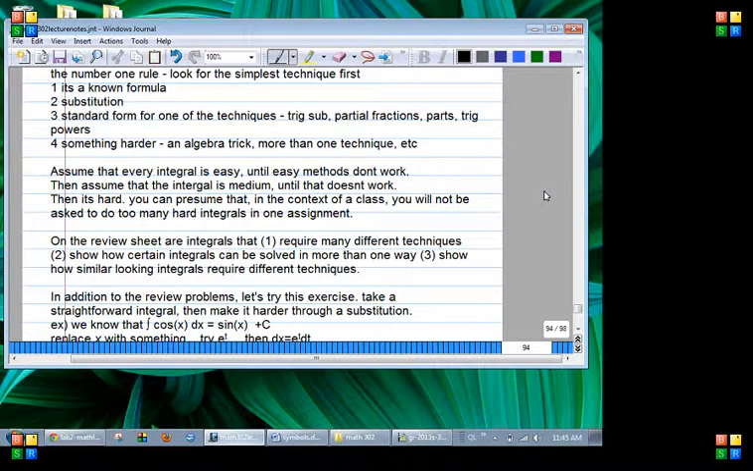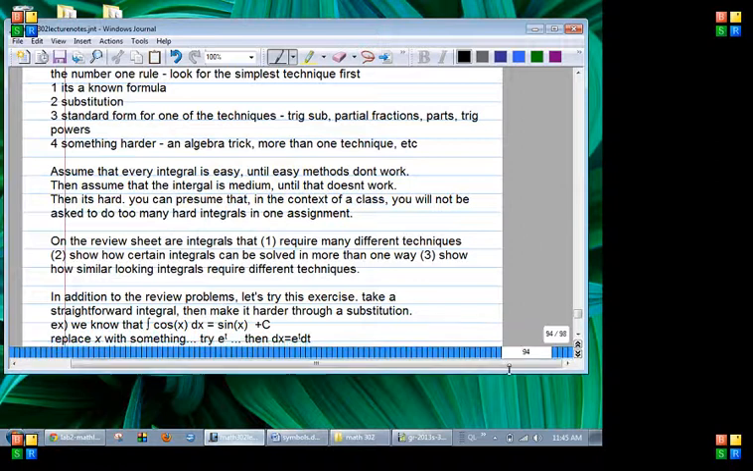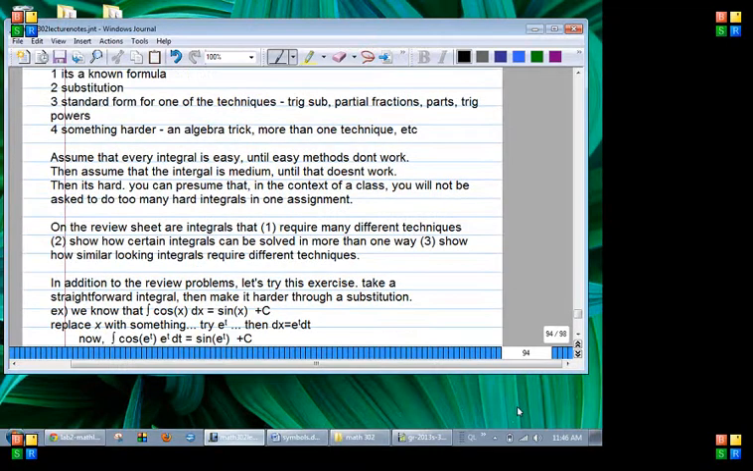So for example, we know that the integral of cos x dx is sine x plus c. Easy integral. Now let's turn this into a hard problem. Replace x with something. So instead of x, let's make something up. So I'm going to say e to the t. So if x equals e to the t, then dx equals e to the t dt. Now rewrite that statement. When you rewrite that statement, you now have the integral of cosine of e to the t times e to the t dt equals sine of e to the t plus c.